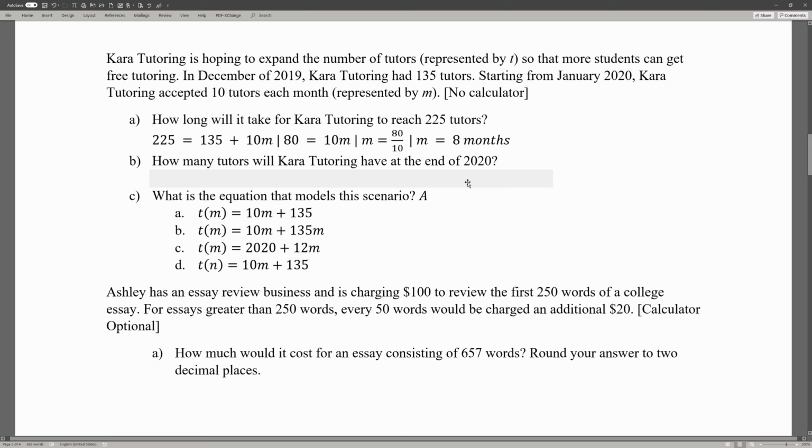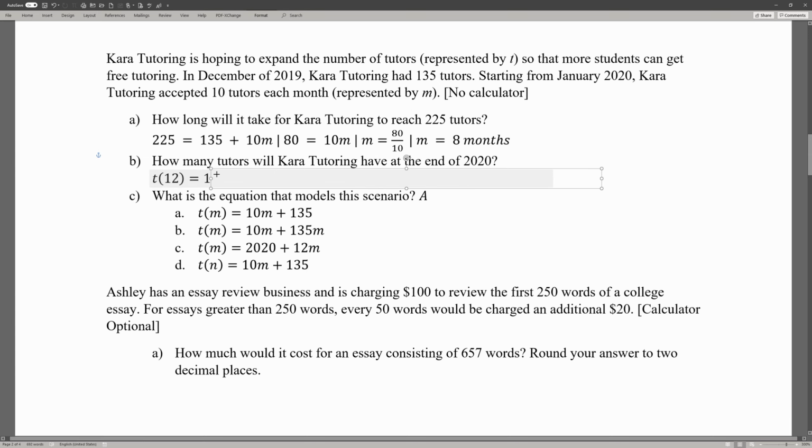How many tutors will tutoring have at the end of 2020? So this is going to be using the same equation, but this time we're plugging in a value for the variable. Let's say we're not counting December 2019, so we're just starting from January 2020. January 2020 is the first month of the year, and there are 12 months in a year. And we just put in 12 in place of M.